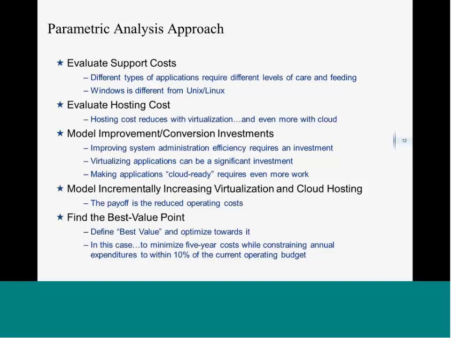Now, our approach here is to model incrementally, increasing virtualization and cloud hosting, with the payoff or the benefit being reduced operating costs. And our goal is to define best value, or our objective function, and then optimize towards it. And in this case, it would be that solution that minimizes our 5-year costs while constraining our annual expenditures to within 10% of our current operating budget. That would be our best value solution.